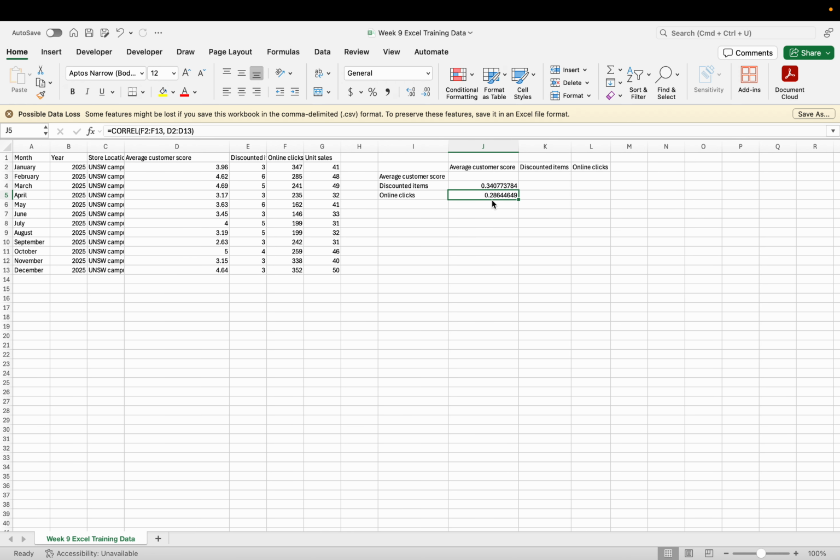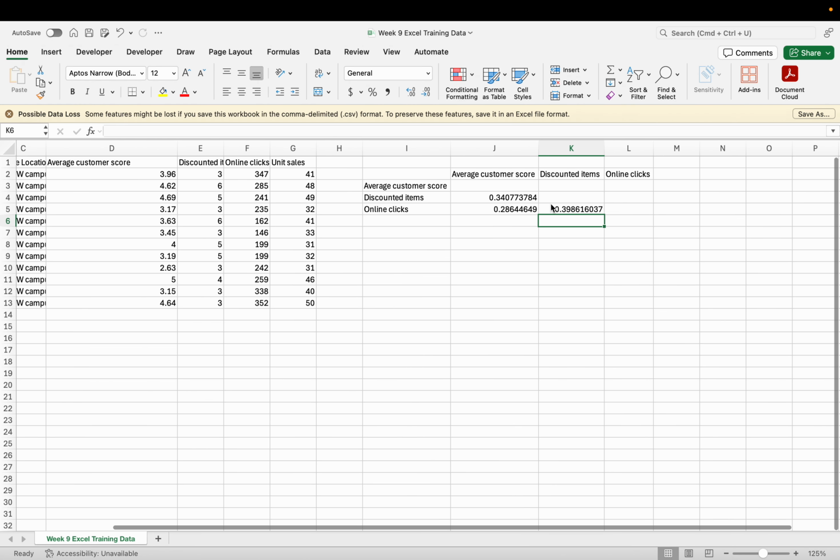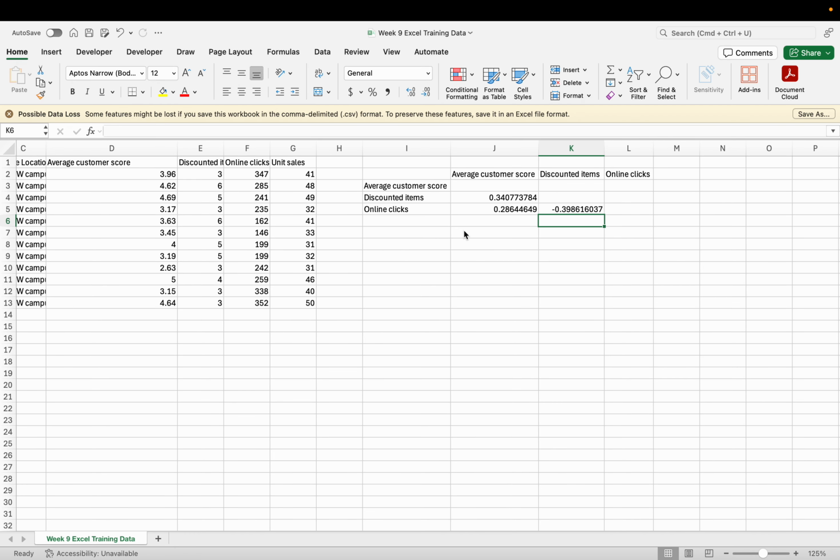There appears to be a weak relationship also between how many online clicks you get and average customer score. And for online clicks and discounted items, it seems that there's a weak to moderate negative relationship between the amount of discounted items and online clicks. I'll tidy up the table.